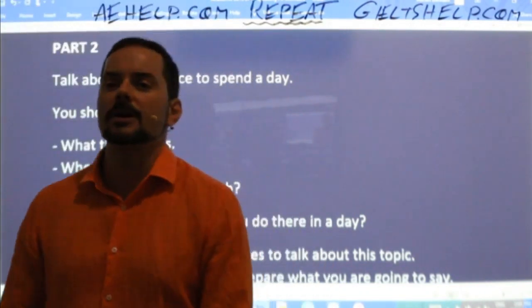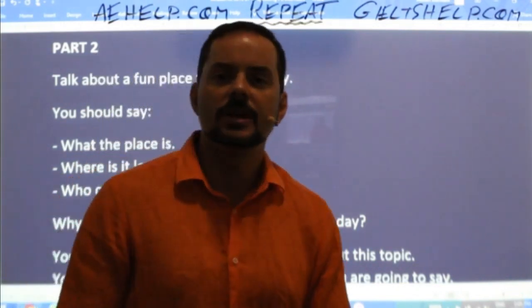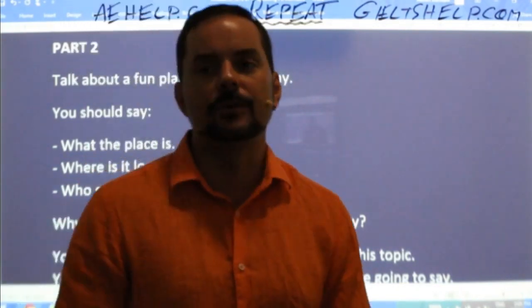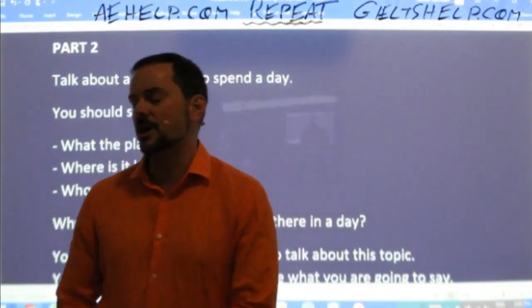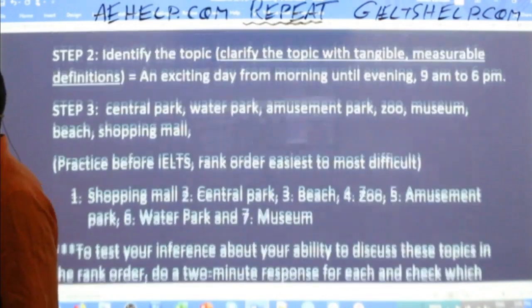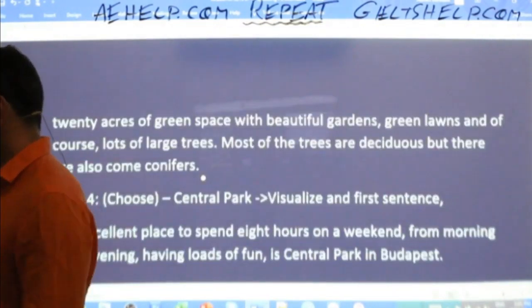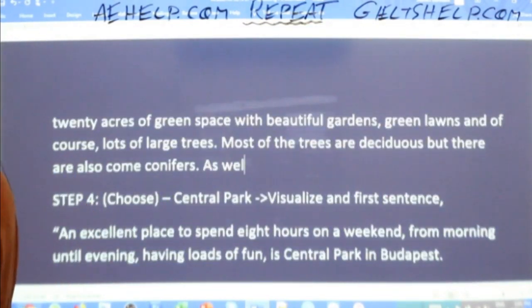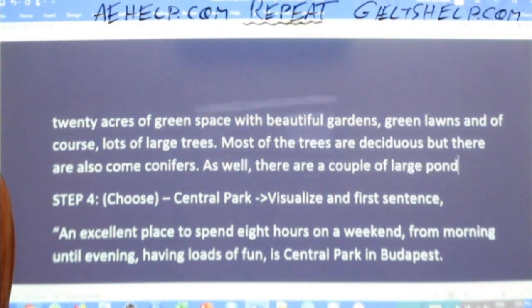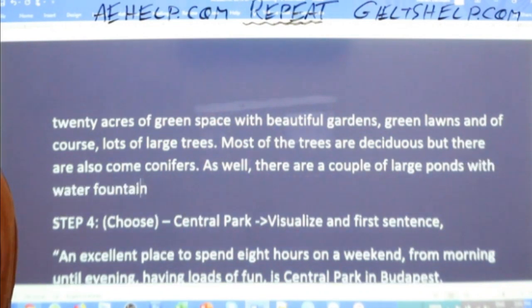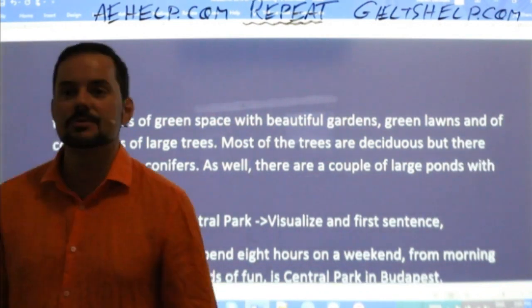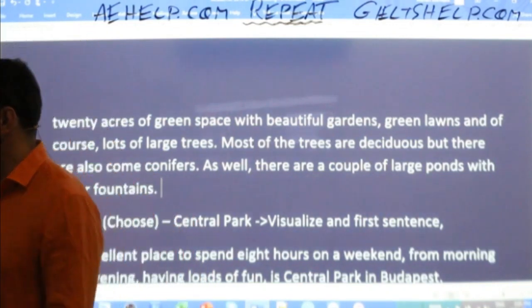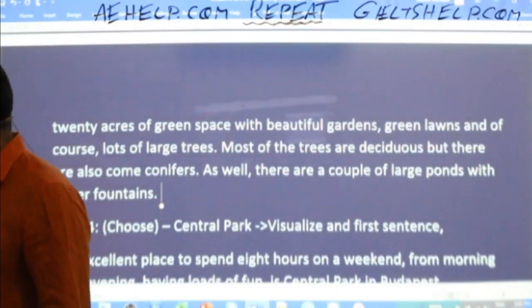Kisi says, Central Park is called People's Park with a fountain in the center and lots of greenery around. Yeah, very good. I was just thinking about the water features. As well, there are a couple of large ponds with water fountains. Okay, sure. All right, so I'll read mine and I'll explain my vocabulary while you're writing away.